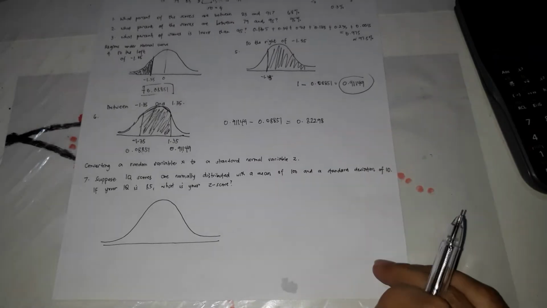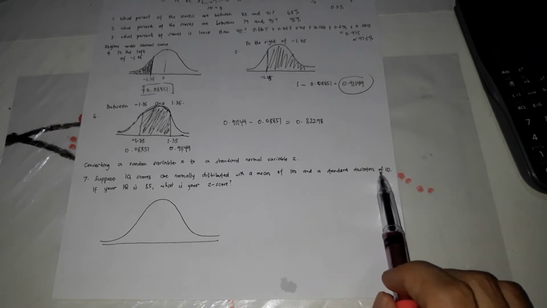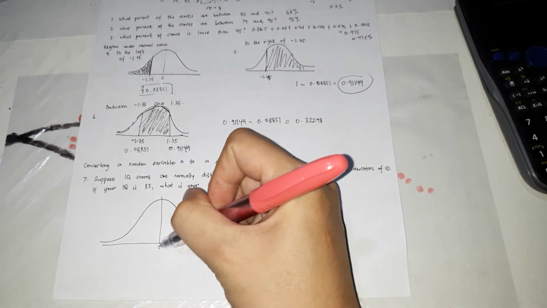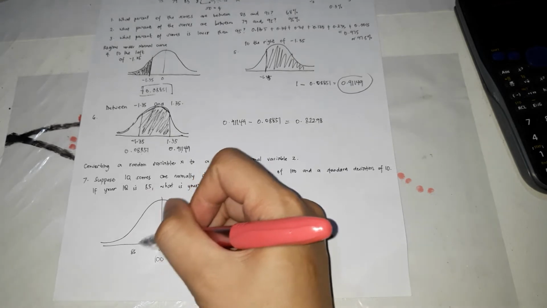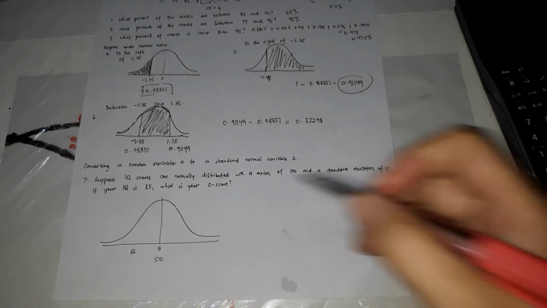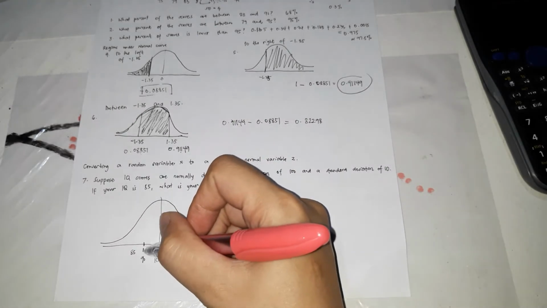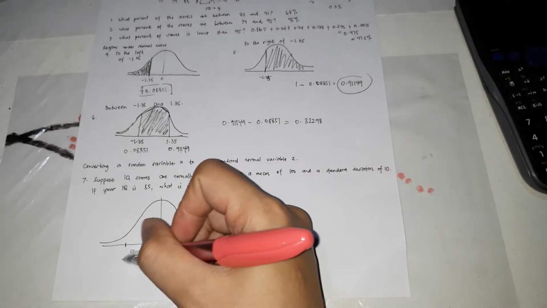For example number 1, suppose IQ scores are normally distributed with a mean of 100 and a standard deviation of 10. If your score is 85, what is your z-score? So the mean is 100, and the standard deviation is 10. Where is 85? 85 can be here. Because the standard deviation is 10, 90 has a z-score of 1. What if 85? 80 is 2, 1, 2, because 10 is the standard deviation. So 85 could be, sorry, this should be negative 1.5, and so on and so forth.